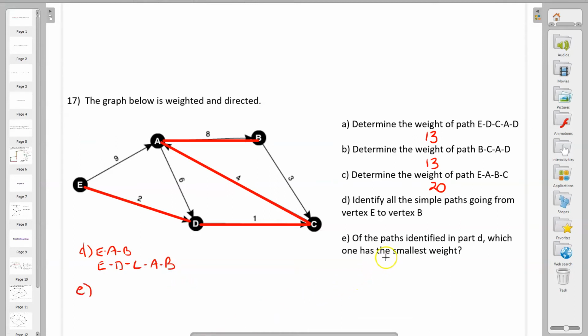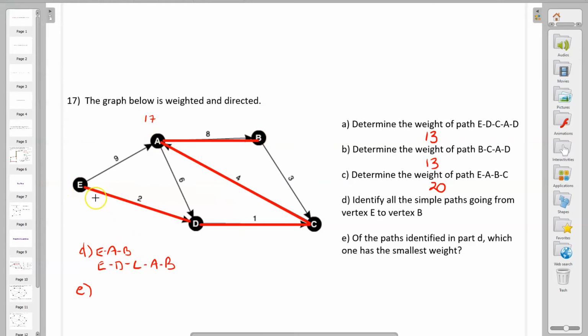Now we're asked, of the two paths that were identified, which one has the smallest weight? If we go from E to A, that's 9, to B is 17. So we have to think about that. We'll keep track of that number for the moment.